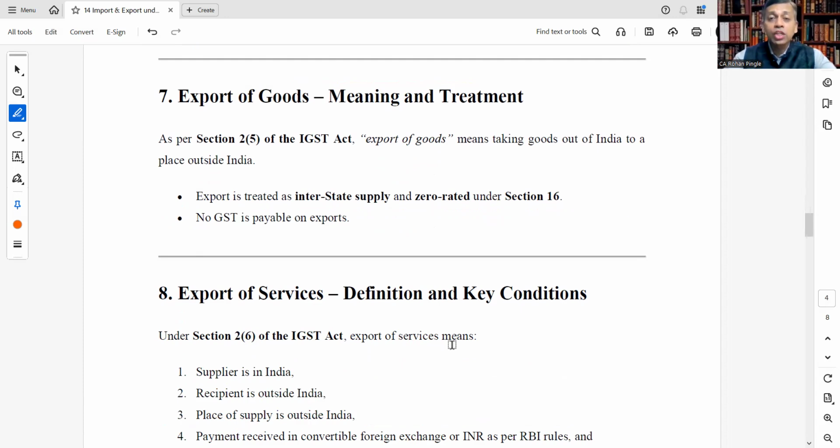As per section 2, subsection 5 of the IGST Act, export of goods means taking goods out of India to a place outside India. Taking goods out of India to a place outside India is called export of goods. Export is treated as interstate supply and also zero rated under section 16. No GST is payable on exports.